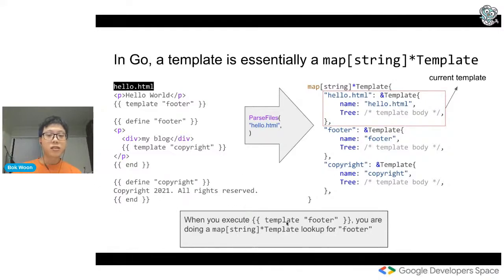When you execute a line like template footer, you are essentially consulting this map[string]*Template structure and pulling out the corresponding template in order to execute it. So once you call footer, it will look up the template and then it will run this template body footer. And then when you're running the template body footer, it will encounter this line template copyright. So it will again consult this map looking for the template called copyright, and then it'll execute its template body. So that's how this lookup system works.